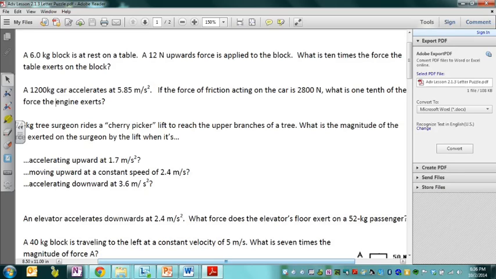So let's go to a blank whiteboard here. Let's actually draw that scenario. So we had a box on a table. All right, and if I remember right, the mass of the box is 6 kilograms. And it was saying that somebody is exerting a 12 Newton force on that box. Okay, those are the things that I'm given.